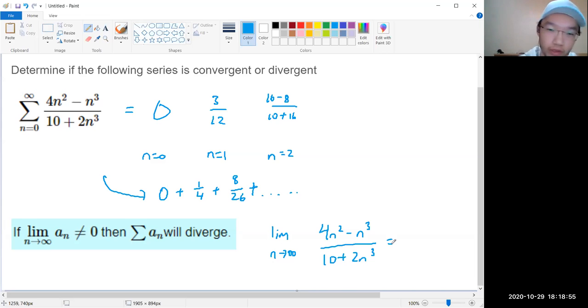Yeah, I think so. So you could just divide every term by the highest power, right? Or you can just say because the leading terms are both cubed, you can just take the coefficients. So this is -1/2. All right, so if the limit is -1/2, what can we conclude? Can we conclude anything?